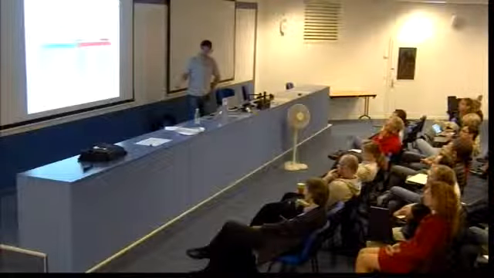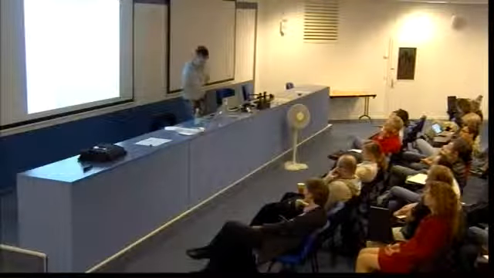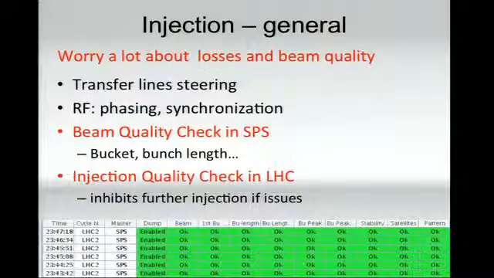And this process is checking that all things are working nicely. As you see, we're going to have to worry a lot about losses and beam quality here, transfer line steering, the phasing of the RF, the synchronization, beam quality checks in the SPS. So this is an output from there. They're looking at bunch position, the bunch length, are there satellites, that sort of thing. And they will not extract if the beam is not good enough for the LHC. And similarly in the LHC, there's a lot of checks that things are good before we continue.